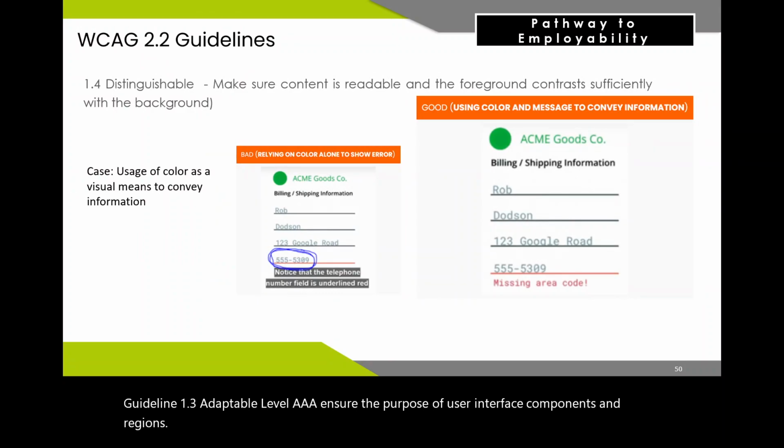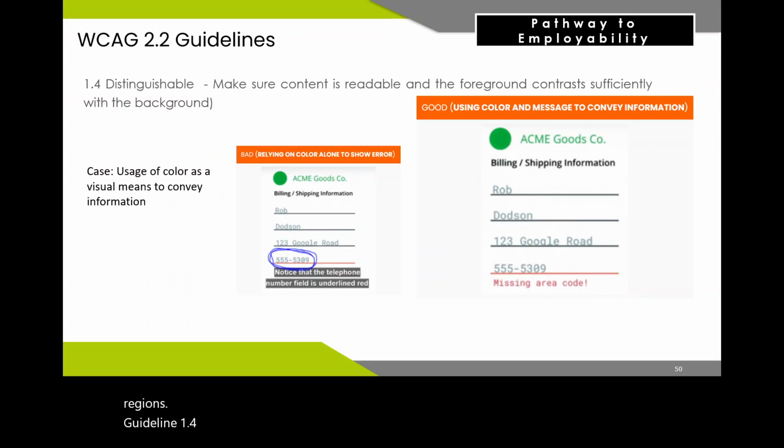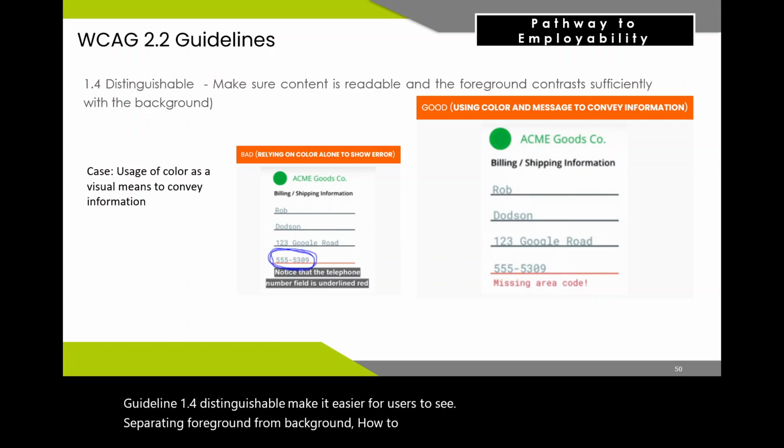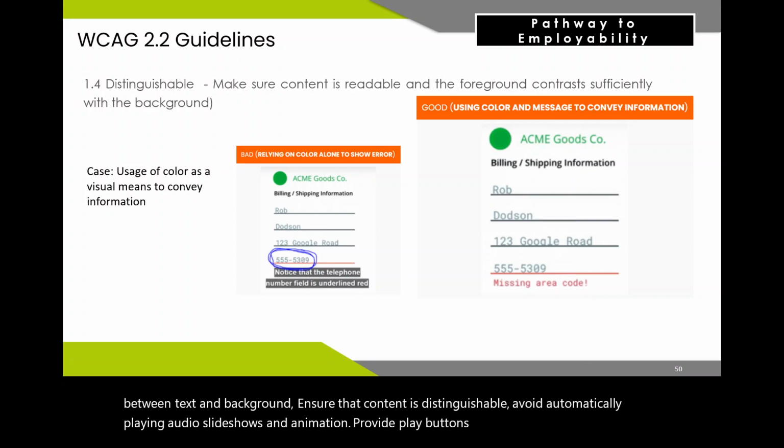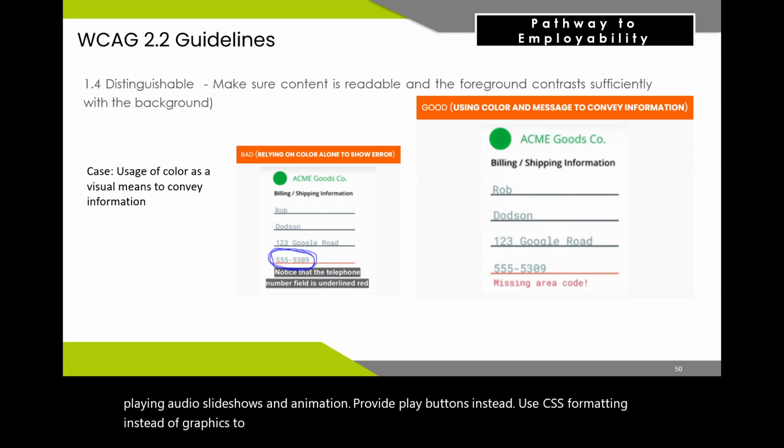Guideline 1.4 Distinguishable. Make it easier for users to see and hear content, including separating foreground from background. How to implement: Ensure appropriate contrast between text and background. Ensure that content is distinguishable independent of color. Avoid automatically playing audio, slideshows and animation. Provide play buttons instead. Use CSS formatting instead of graphics to format text whenever possible.